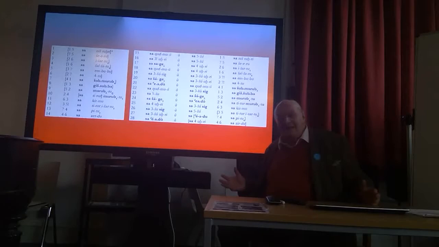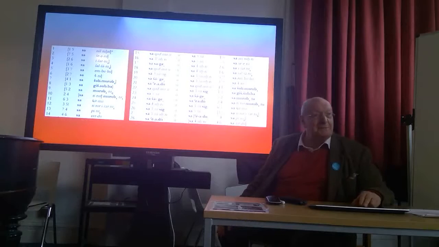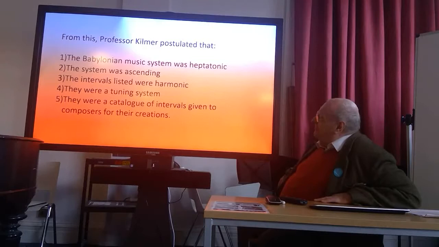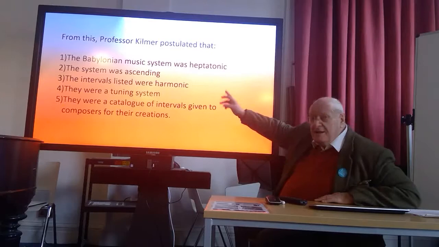As musicologists or music historians, or anyone having anything to do with music, you would know that in order to prove that, you need more. So she decided that the Babylonian music system was heptatonic, the system was ascending, the intervals listed were harmonic, they were a tuning system, they were a catalogue of intervals given to composers for their creations. How the hell can you derive this from the tablet in question? You cannot.